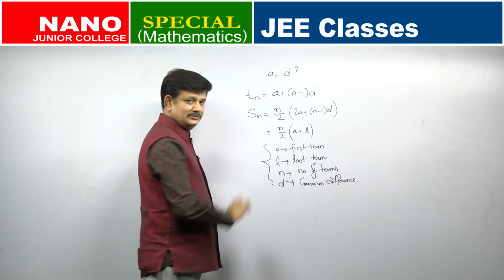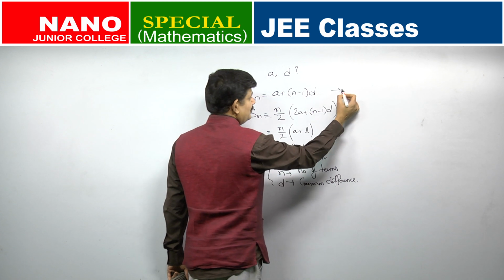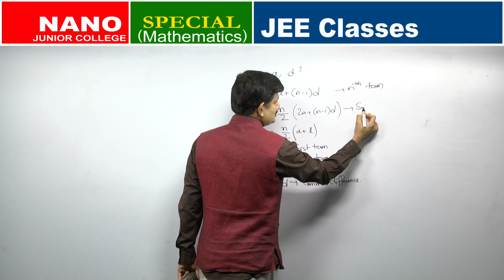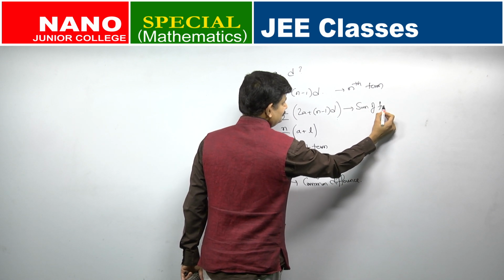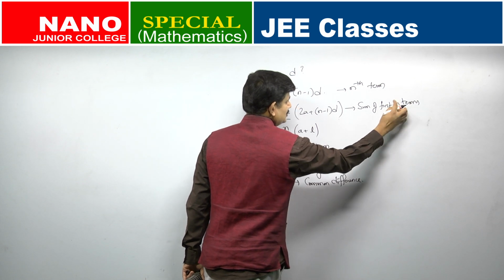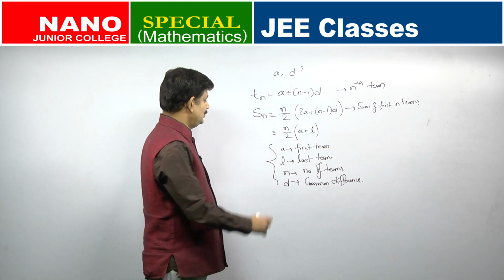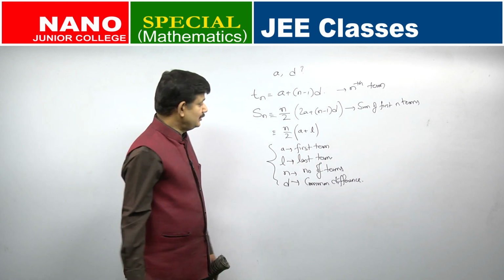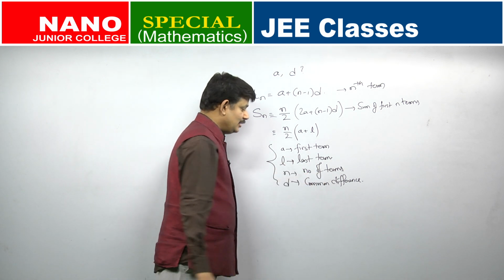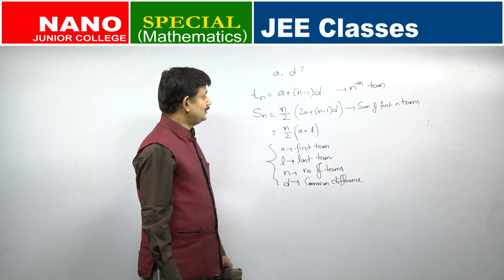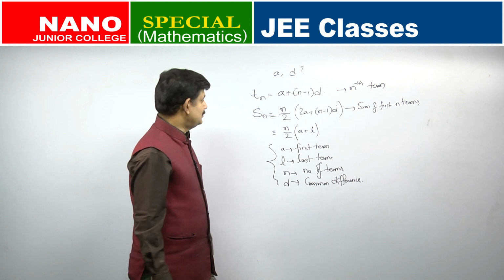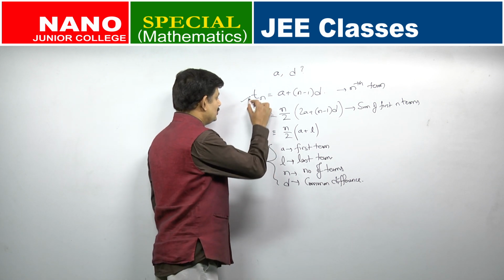T n is the nth term, S n will be the sum of the first n terms, a will be the first term of the arithmetic progression, d is the common difference of the arithmetic progression, l is the last term, and n is the number of terms. Okay. So, this is the general notation which will be followed in the arithmetic progression chapter, and you need to be thorough with these two formulae.